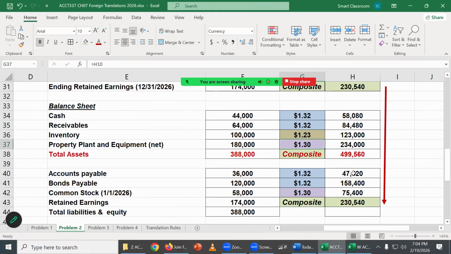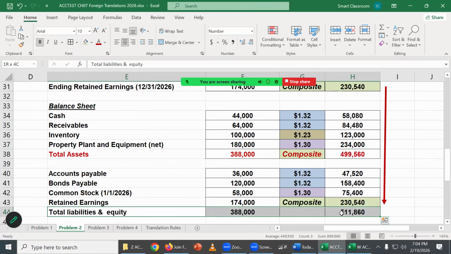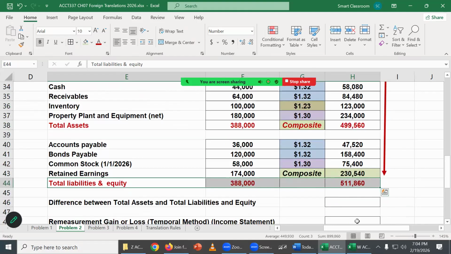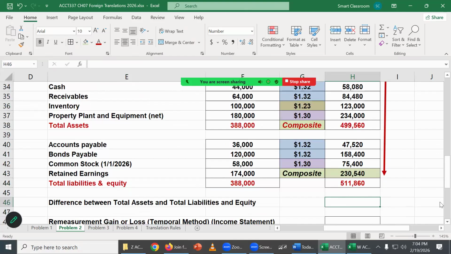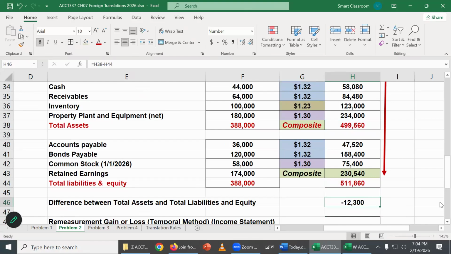Okay, so let's add all these up. And the difference is gain or loss. Loss, yeah. We have 499,000-ish of assets. And we owe basically the creditors and the owners 512-ish thousand. So there's a difference of about 12,000 there. So this will be a loss.